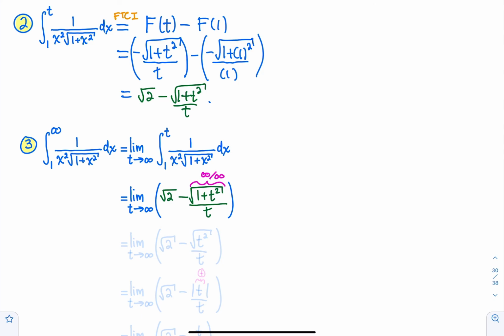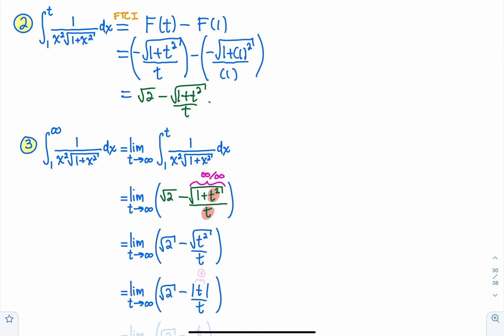Normally, when we have infinity over infinity, we would maybe try L'Hospital's rule, but here we need to keep the dominating term. Inside the square root, t squared is the one that dominates, and at the denominator, we have t. So I'm just going to keep t squared inside the square root and t down there. So this simplifies to the limit as t goes to infinity of the square root of 2 minus the square root of t squared over t. By definition, the square root of t squared is actually the absolute value of t.